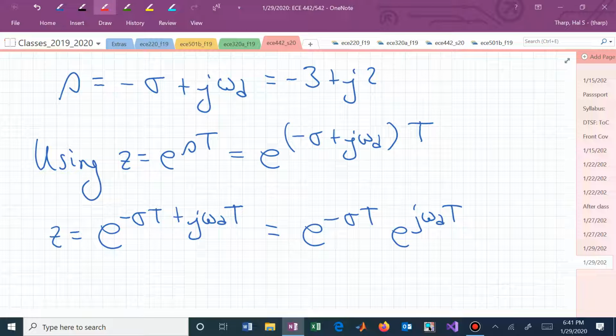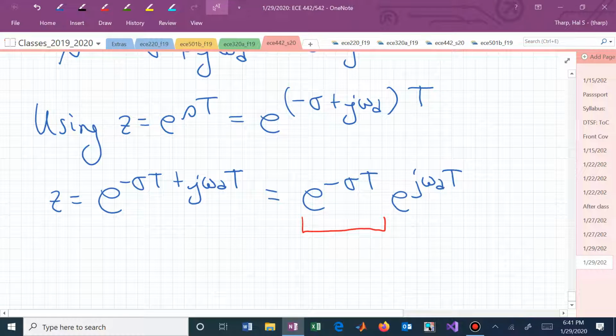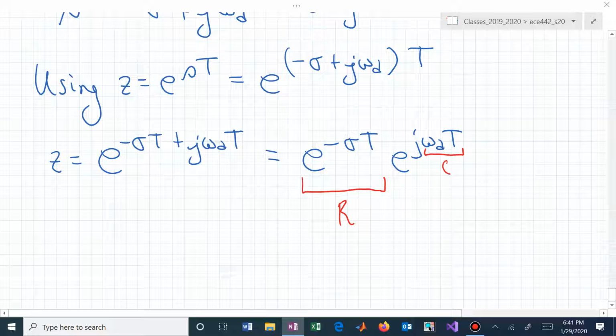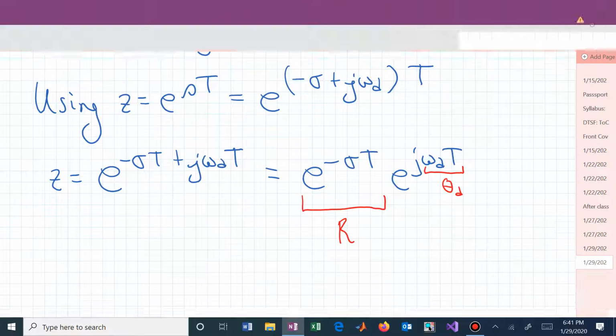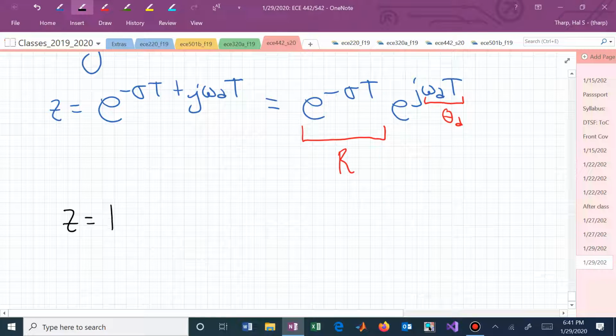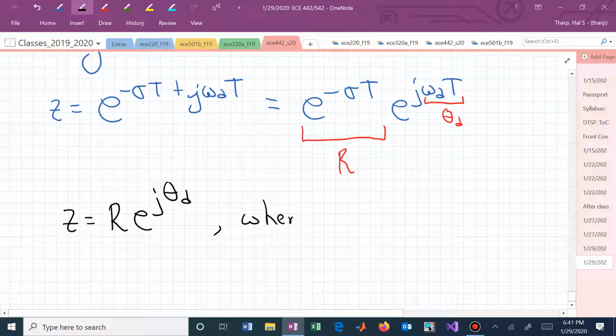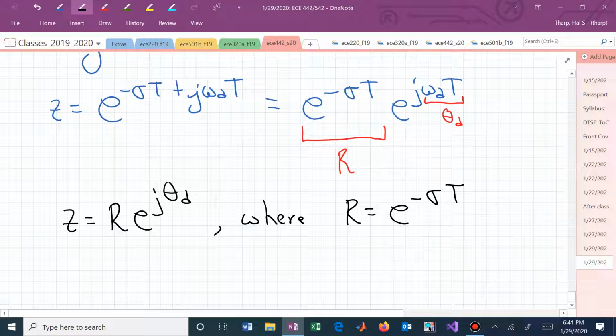What we will do now, though, is visualize z as a complex number that has a magnitude, or a distance away from the origin, of capital R. If we combine these two terms into one new term, theta sub d, we now have an angle. What I'm trying to say is that we can now rewrite z as R e to the j theta sub d, where R is equal to e to the minus sigma T.